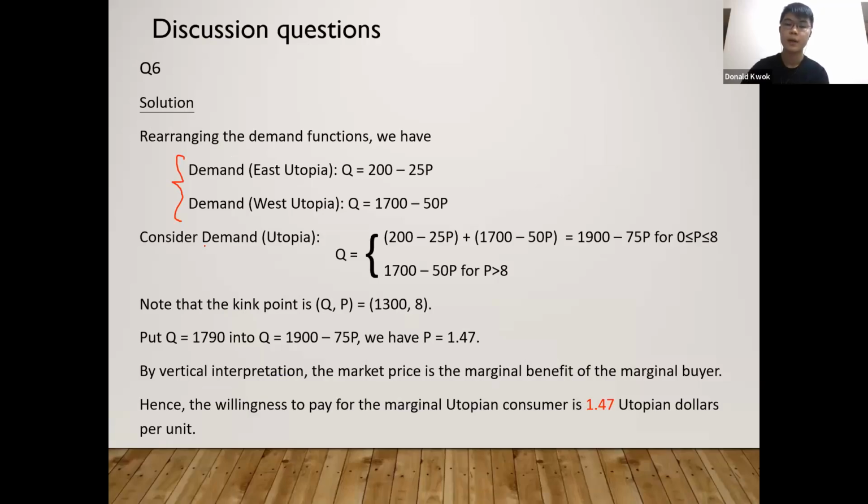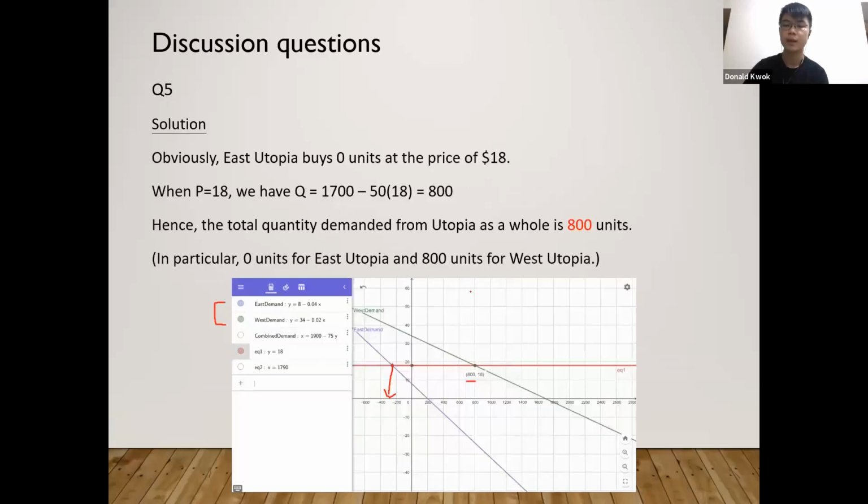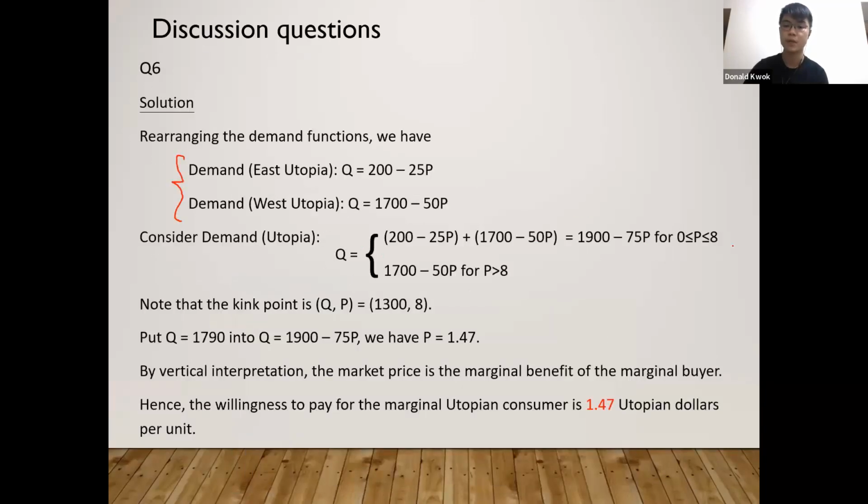And be aware, the market demand curve is kinked at the price of $8. Why? Because when the price is above $8, only West Utopia is buying positive units, while if the price is below $8, both East Utopia and West Utopia are buying positive units. So this is why the market demand curve has two expressions across the price of $8. Specifically, when the price is below 8, we need to sum up the individual demand of East Utopia and West Utopia. While if the price is above 8, then we only include the individual demand of West Utopia. So this is how we can obtain the market demand curve.